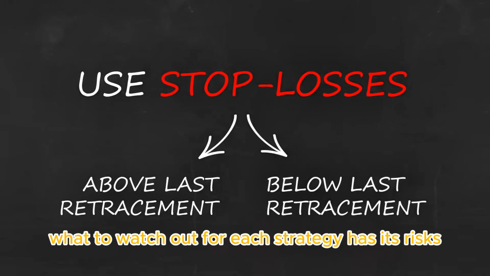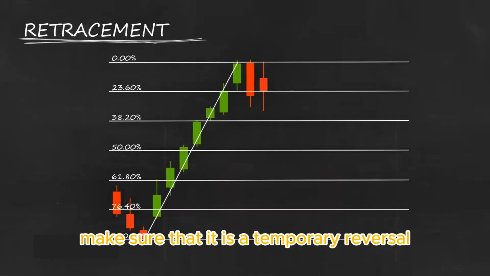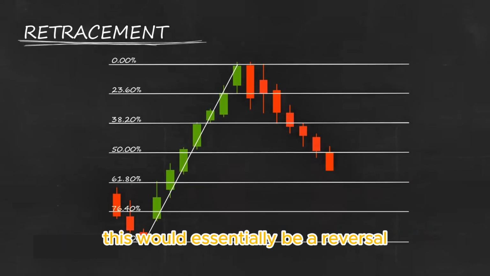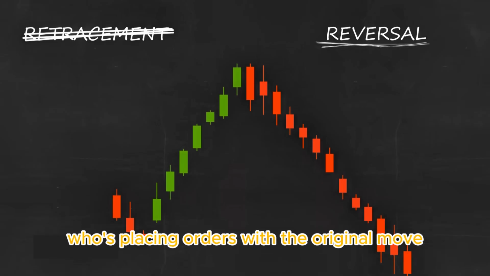What to watch out for? Each strategy has its risks. When trading retracements, make sure that it is a temporary reversal and not a new move in the opposite direction. This would essentially be a reversal, not a retracement, and would incur a loss for the trader who's placing orders with the original move.